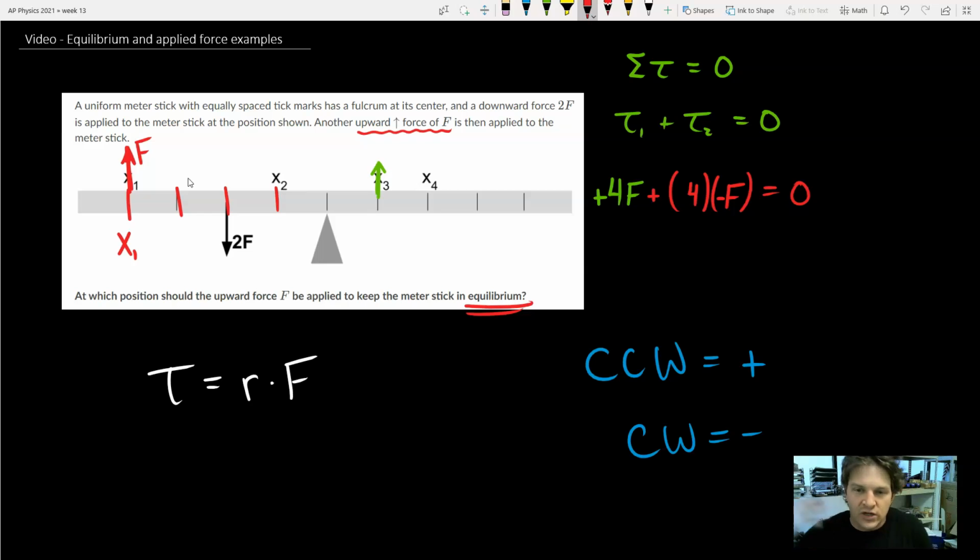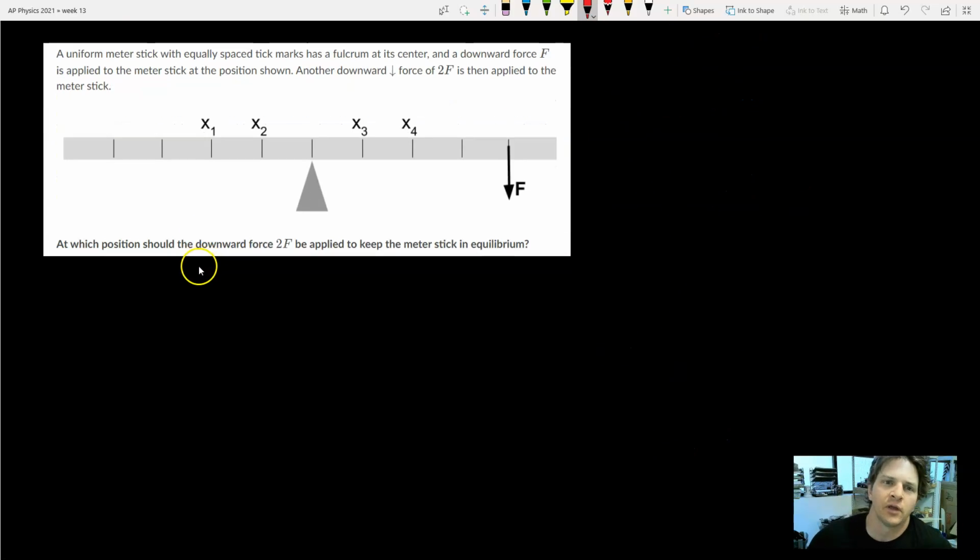If you want to reason through it, you're like, I know that torque is proportional to radius and force. So if I only have half the force I'm working with, I need to move it twice as far away to get the same amount of torque. Okay, so let's take a look at the next one.